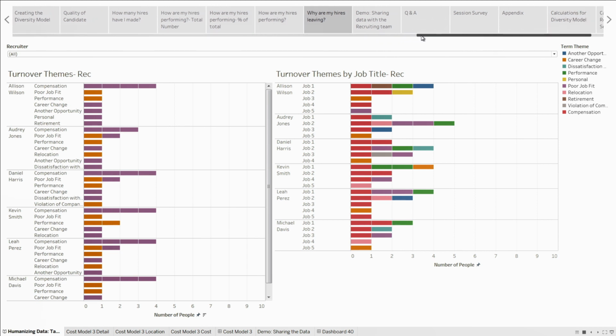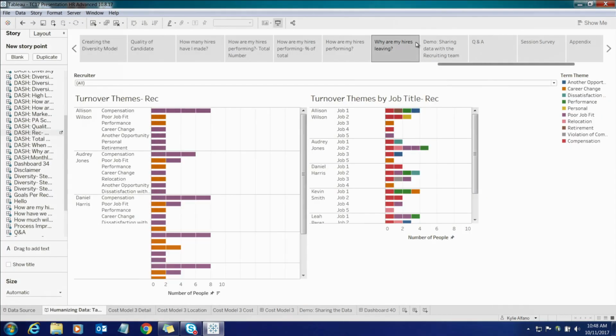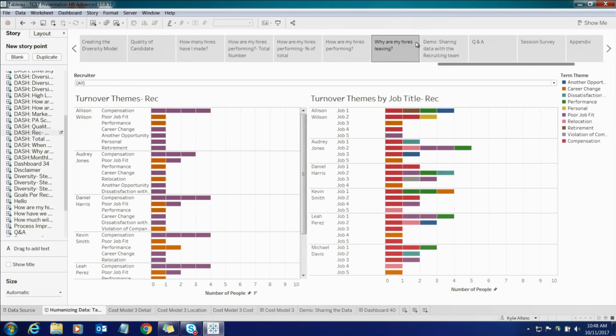So all of this is great, and creating all these dashboards is great, but a lot of times we get stuck with creating them and not knowing how to share them in the right way. So I'm going to exit out of here and show an example of how we're able to provide this data to the recruiting team using Tableau Server.